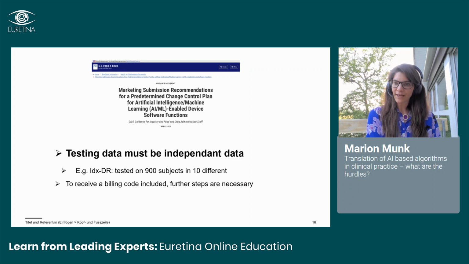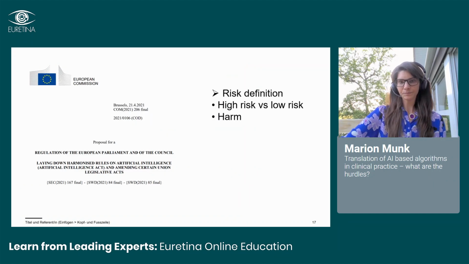But then you already have the FDA clearance, but this doesn't mean that you get a billing code. So in order to get reimbursed and to get money back when you use the screening tool, you have to apply for a billing code as well, which then needs another several steps.